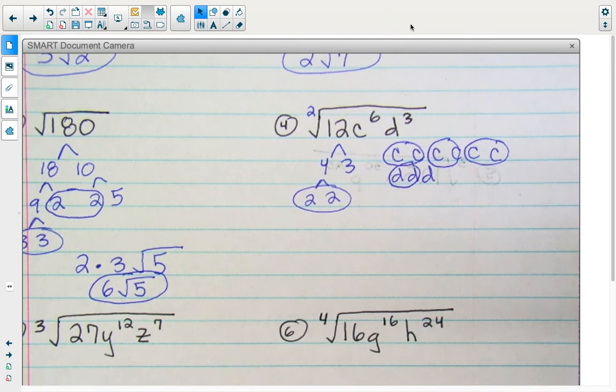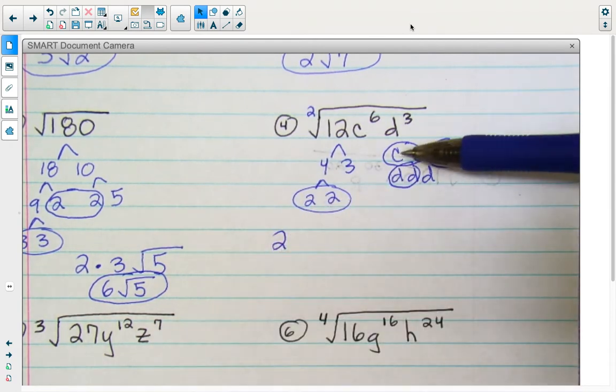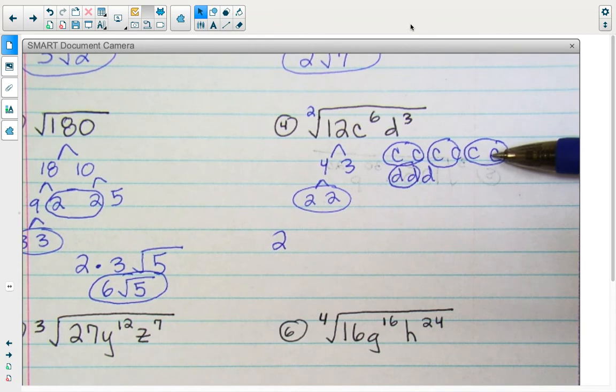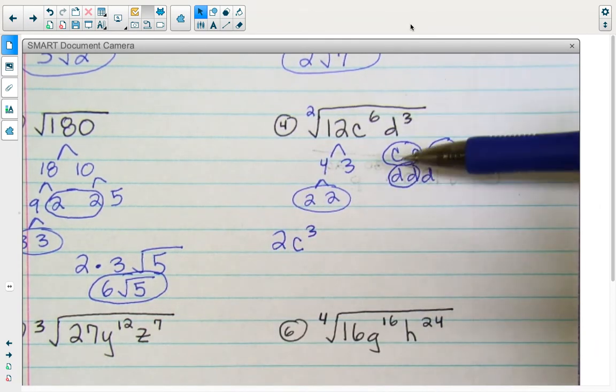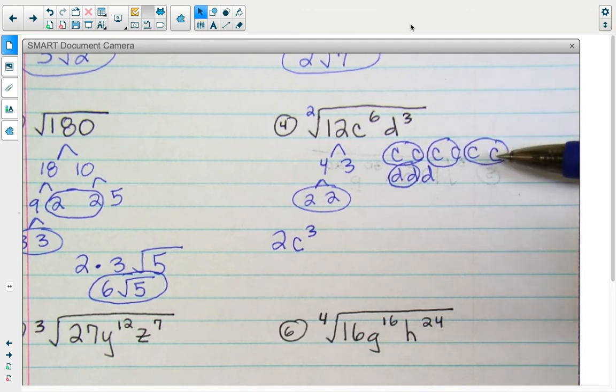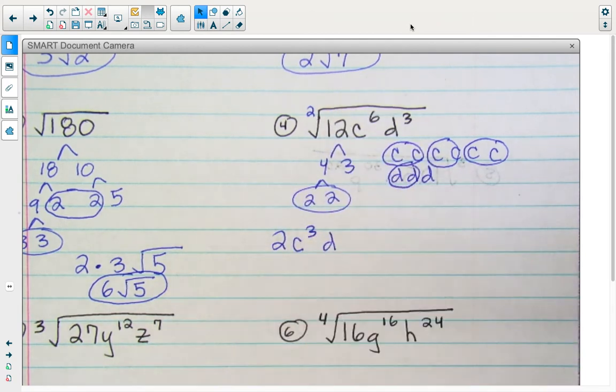So complete groups go on the outside of your square root. So on the outside of my square root, I got the number 2. And I have 1, 2, 3 groups of C's. So that is C to the third. So again, that's a group, that's a group, that's a group. Complete groups. I had 3 C groups. And I have 1 D. So that goes on the outside of the square root.